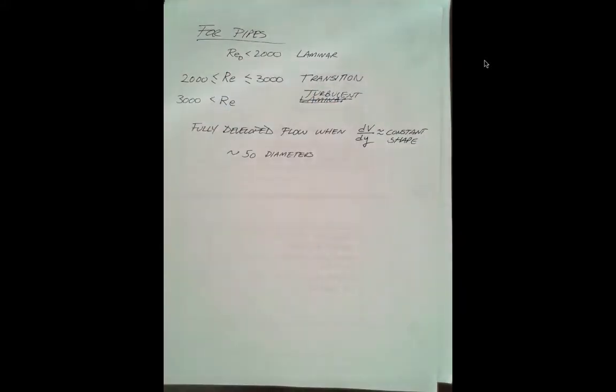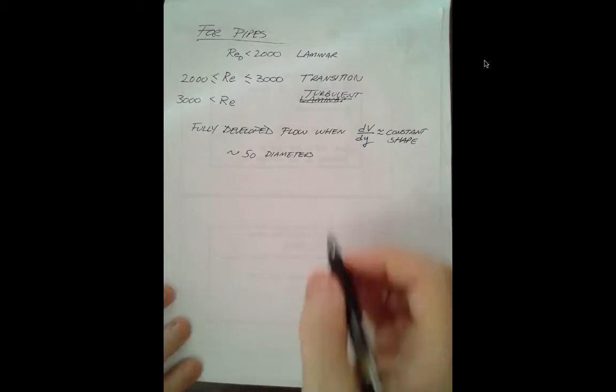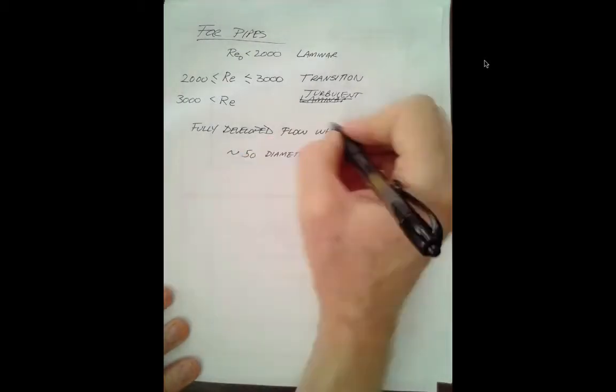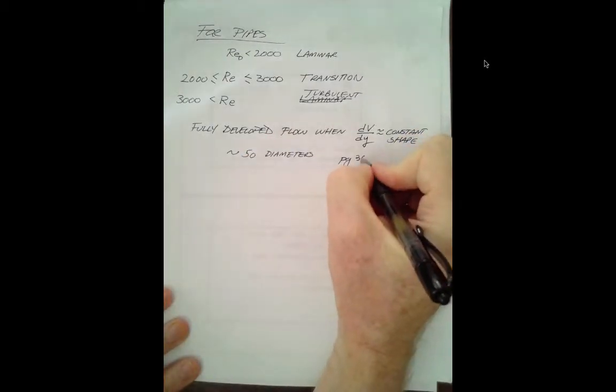Most real piping systems, you can comfortably treat them as if they're fully developed flow. The textbook has a nice description of fully developed flow on pages 361 and 362 if you want to read more.